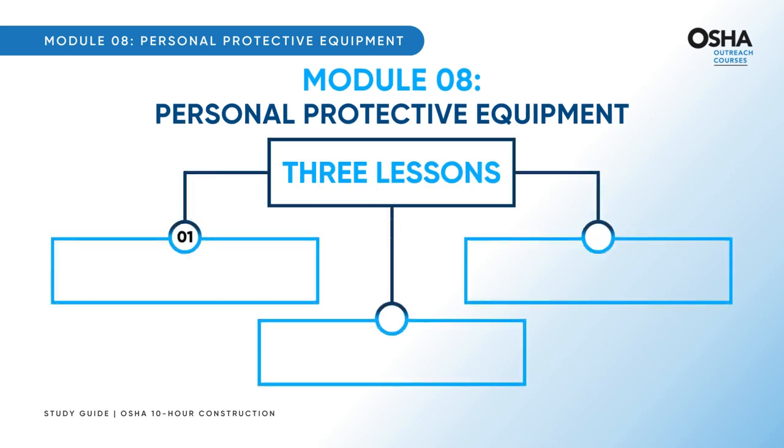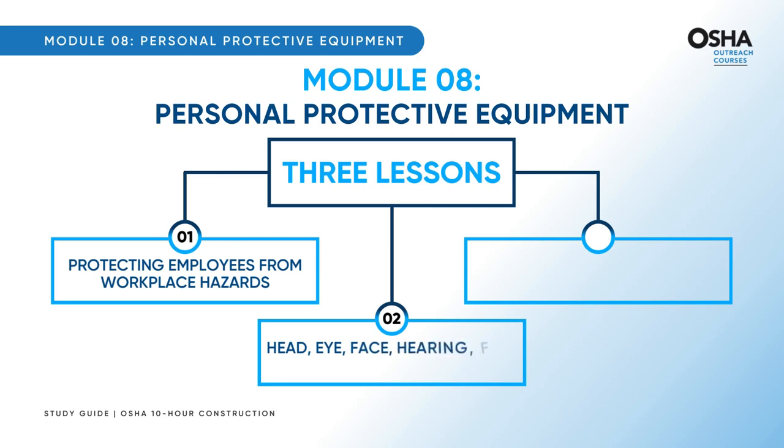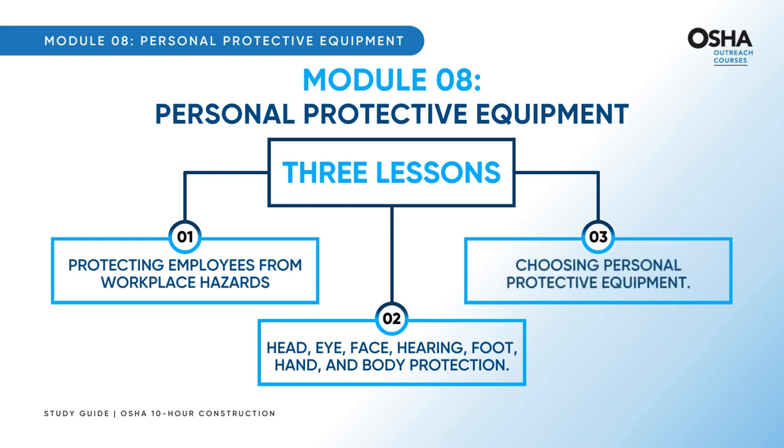First, we'll delve into protecting employees from workplace hazards. Next, we'll explore head, eye, face, hearing, foot, hand, and body protection. Lastly, we'll discuss the crucial topic of choosing personal protective equipment.